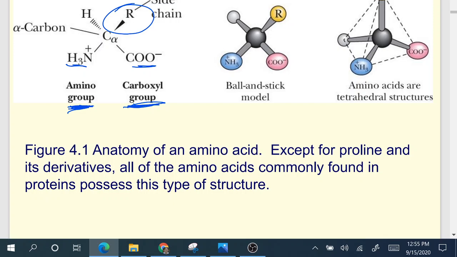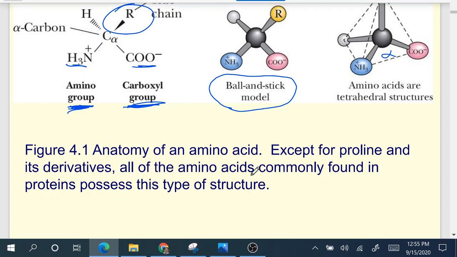So here's a ball and stick model, which is another way of representing this kind of molecule. You'll notice that amino acids are tetrahedral. The alpha carbon in the center is a tetrahedral carbon having a tetrahedral 3D shape. This is the anatomy of amino acids, except for proline and its derivatives. Glycine is also different in that it has a hydrogen as an R group, making it achiral, and we will discuss that in just a little bit.